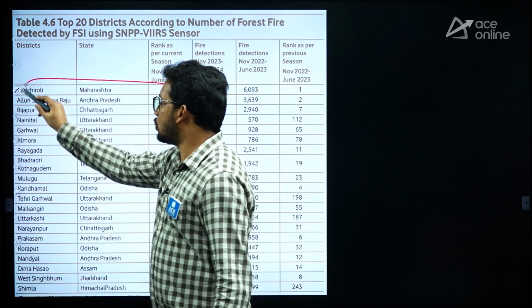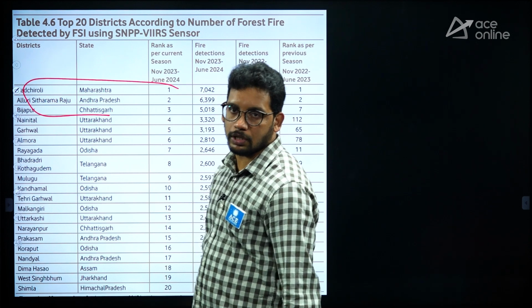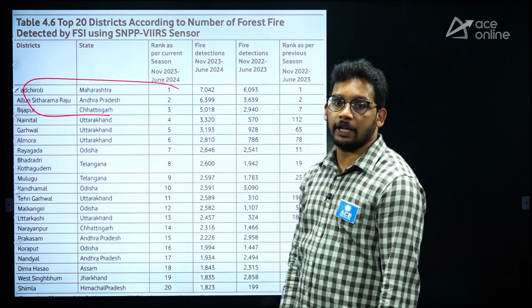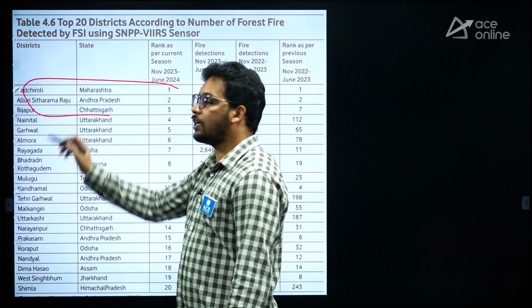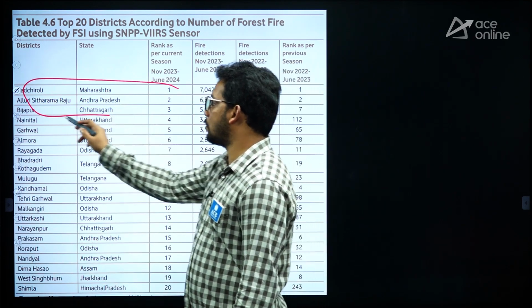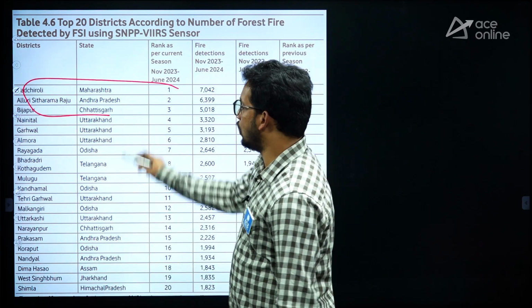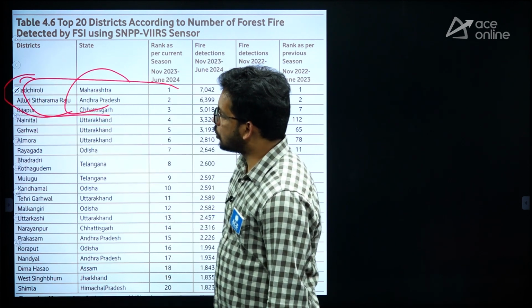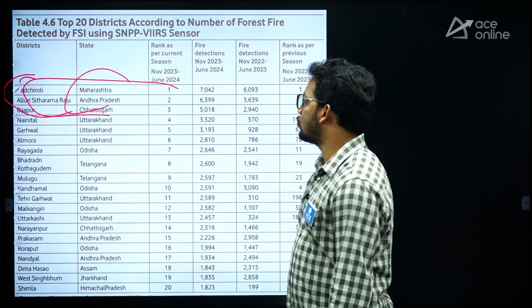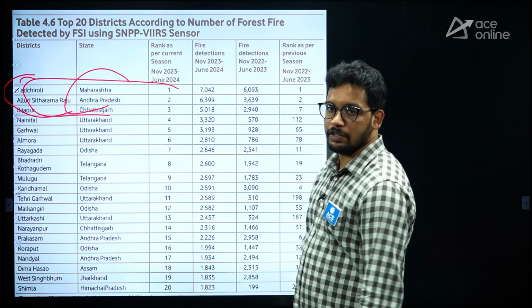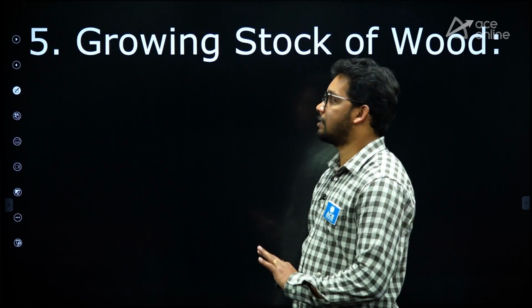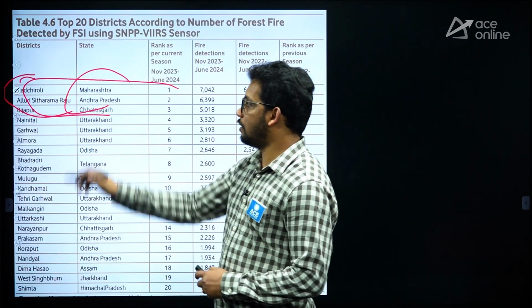That is Gadchiroli, you all know. Gadchiroli is a district in the Maharashtra which is also affected by Naxalism. And then ASR district, Allur Sitaramraju district in Andhra Pradesh, and Bijapur in Chhattisgarh. So these are the 3 states. So here there may be issue. Gadchiroli, Allur Sitaramraju, Bijapur. So these 3 are the ones which are having the highest forest fire prone districts, right? So you have to remember these things.